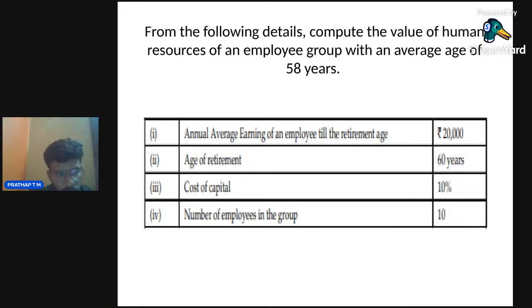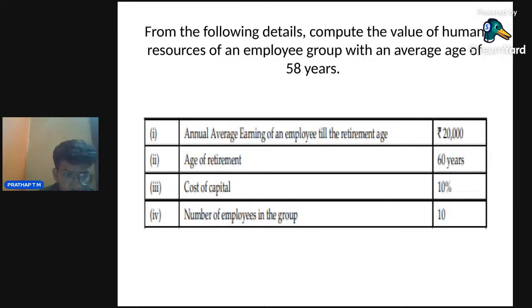So I took that as 1.10, 1 divided by 1.10. This is what I need for year one. How many years are there here? 10, 20, 30, 40. So till 40 years we require an annuity table, a present value annuity table.